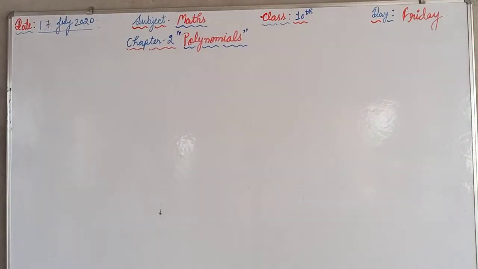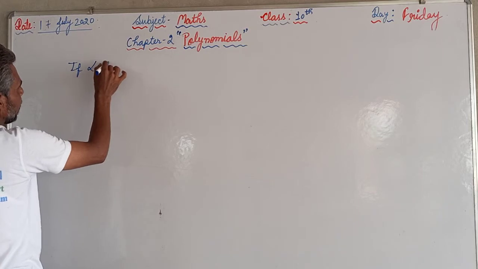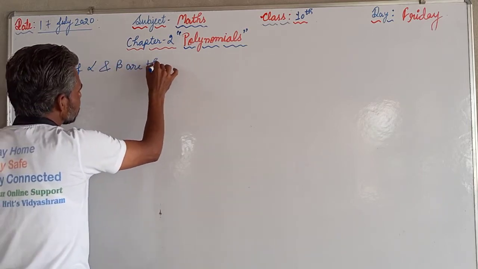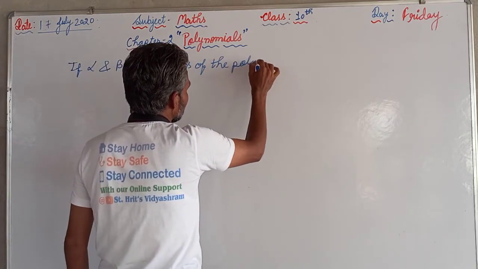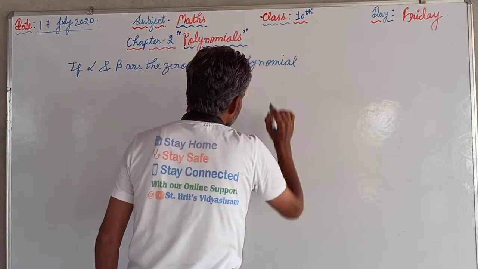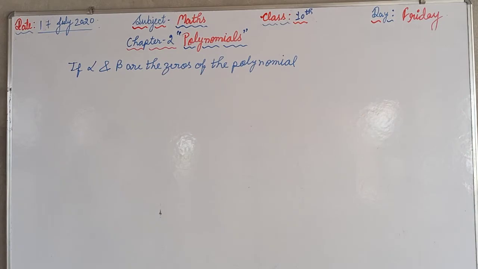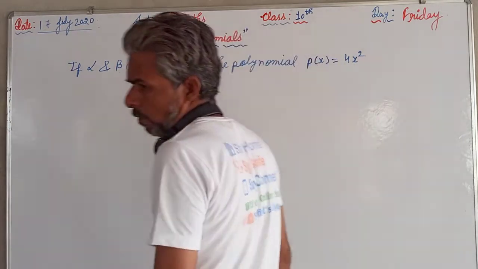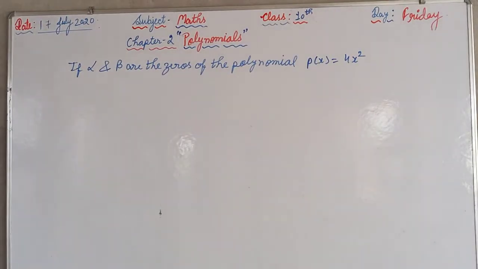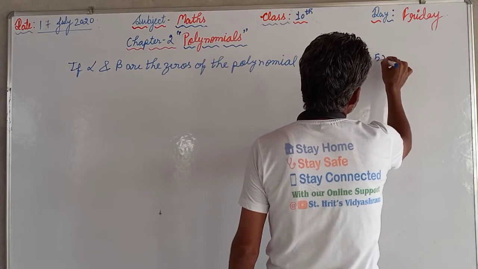The next question is, if alpha and beta are the zeros of the quadratic polynomial P(x), and that is 4x square minus 5x minus 1.